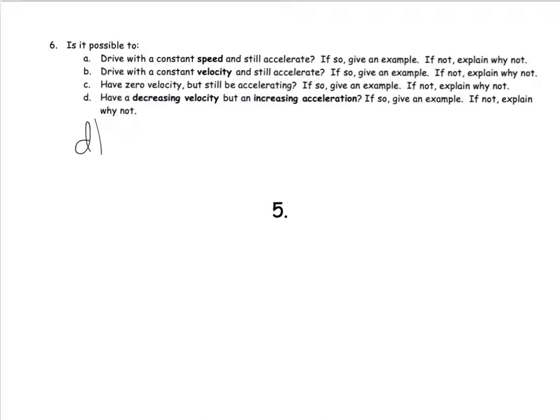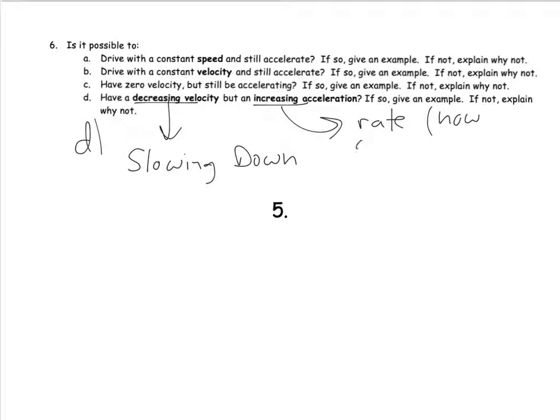So the decrease in velocity part means that an object is slowing down. That is what that means. And the increase in acceleration part indicates that the rate, or how quickly the object is slowing down, is getting bigger. So we're slowing down more quickly than we were before.